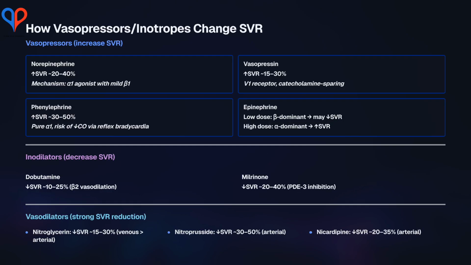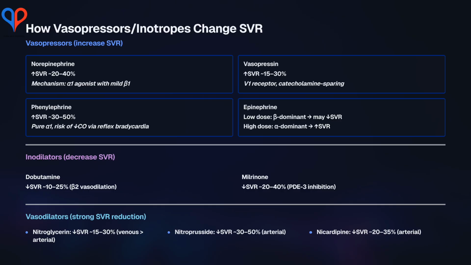Different vasoactive agents shift SVR in characteristic ways. Norepinephrine typically raises SVR by about 20 to 40%, primarily via alpha-1 mediated vasoconstriction. Vasopressin adds 15 to 30% of non-adrenergic vasoconstriction and is catecholamine sparing. Phenylephrine, a pure alpha-1 agonist, can raise SVR by 30 to 50%, but risks reducing cardiac output via reflex bradycardia. Epinephrine's effect depends on dose, with low-dose beta activity sometimes reducing SVR and high-dose alpha activity increasing it.